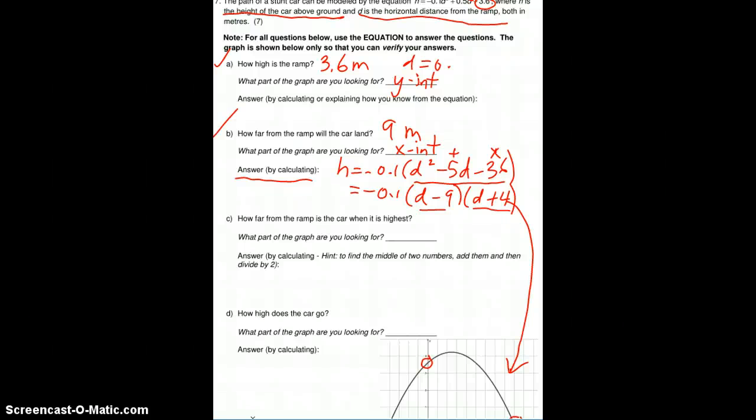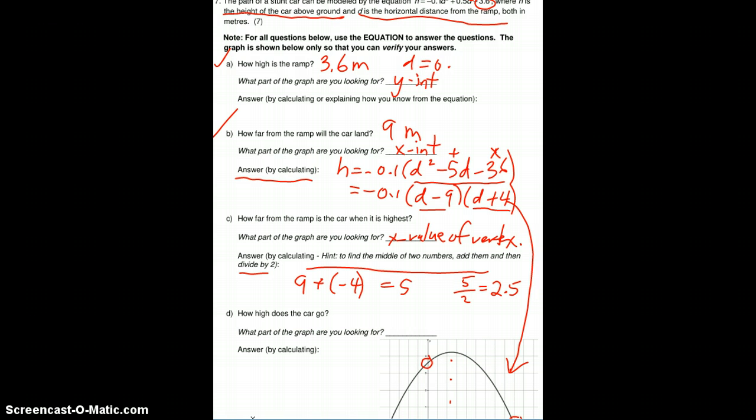Alright, now how far from the ramp is the car when it's highest? So I'm looking for how far, so somewhere here, right? I'm looking for the x value of the vertex. If you said vertex, it's not a big deal, but I'm looking for halfway in between -4 and 9, and they give you a little hint here. To find the middle of two numbers, add and then divide by 2. So I want 9 plus -4, that's 5, and now I want to divide 5 by 2. So 2.5, and that looks about right from the graph too. And so 2.5 meters is how far the car is when it is highest.